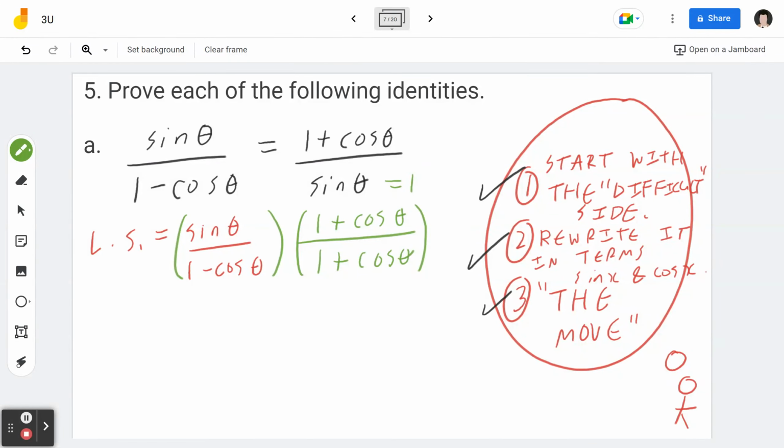So the move, which is step 3 right now, is you multiply the left-hand side by 1 plus cosine theta divided by 1 plus cosine theta. You're going to see how this whole left-hand side breaks down.